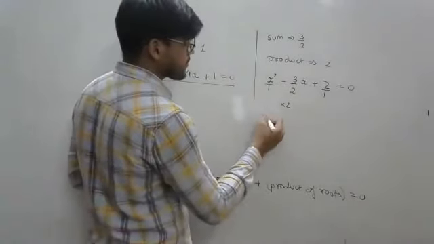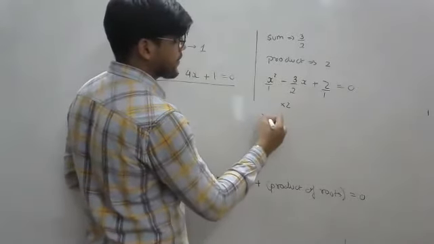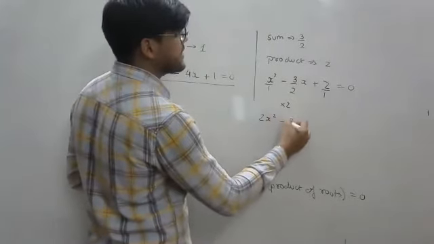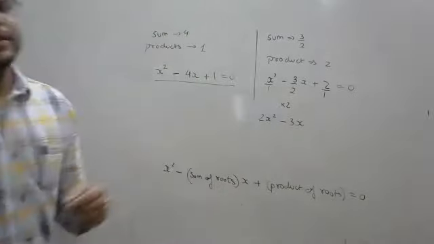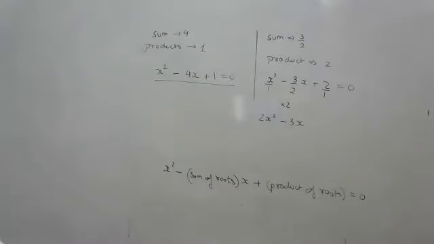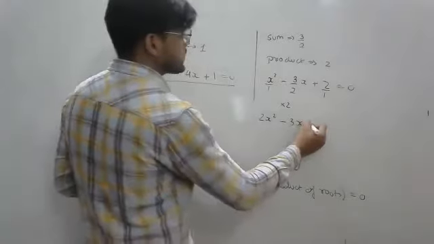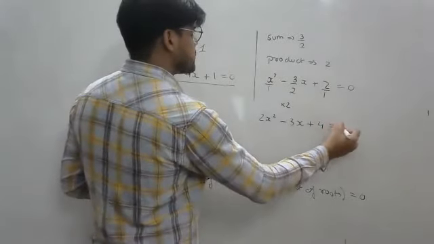This would be 2x square. This would be minus 3x now, because the denominator there was 2 and we are multiplying by 2, so it would cancel out. Plus 4 equals to 0.